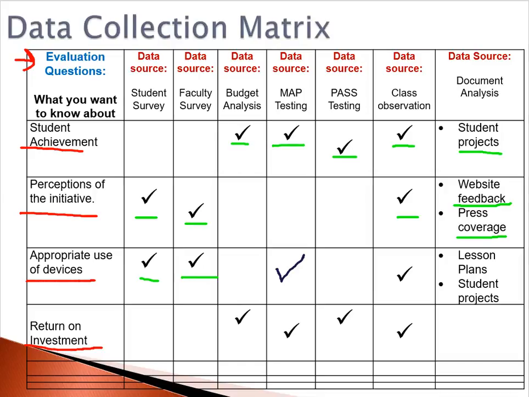For data that exists already, like MAP testing, PASS testing, those types of things, you don't have to build many instruments for that. But we are going to need to build some data collection instruments for things like student surveys, faculty surveys, observation checklists, rubrics, those types of things. We'll have to build those specifically to collect data to help support our evaluation.